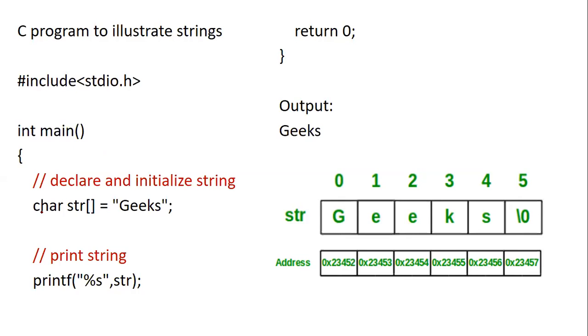So we start with char str equal to geeks. When we want to insert a word, we use double inverted commas, and finally end with a semicolon. So in this line, you have declared the name of the string and initialized it with the value geeks. In the next line, we are printing the value of str as it is a string. So we are using %s as the format specifier and printing that value. On that we get geeks.